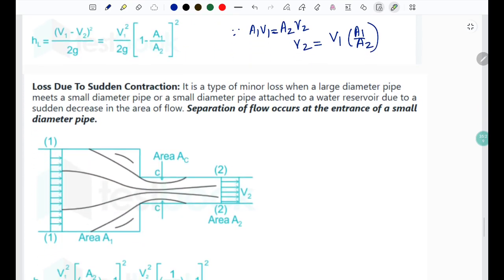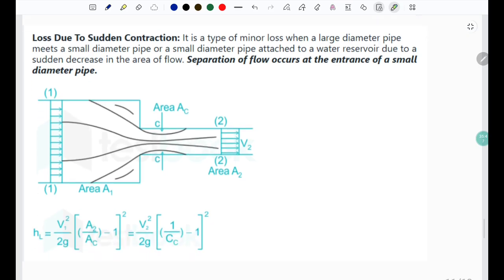Then comes loss due to sudden contraction. It is a type of minor loss where a large diameter pipe meets a small diameter pipe, or a small diameter pipe is attached to a water reservoir, due to sudden decrease in the area of flow. In this, separation of flow occurs at the entrance of the small diameter pipe. This is where the separation is. This can be calculated as HL equals V1 whole square by 2g.